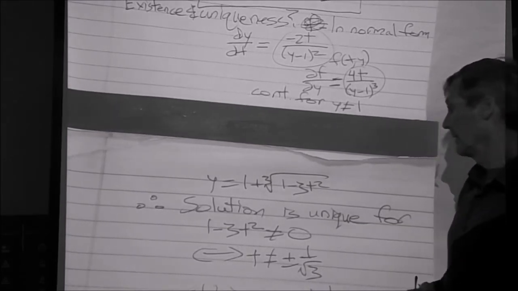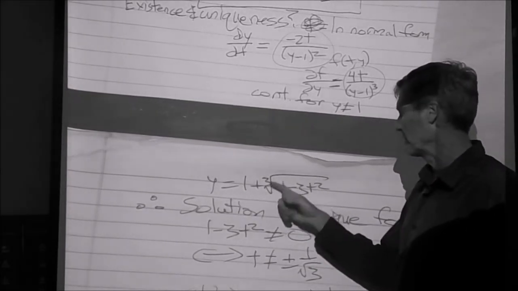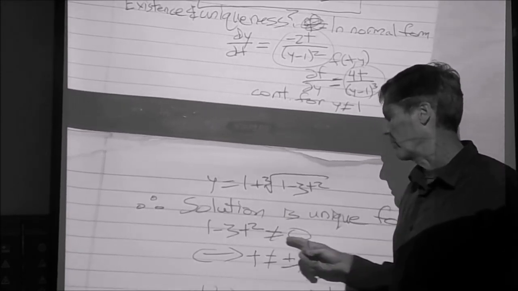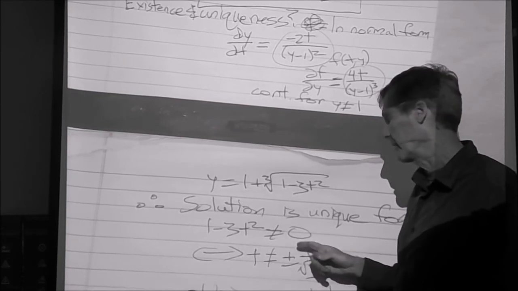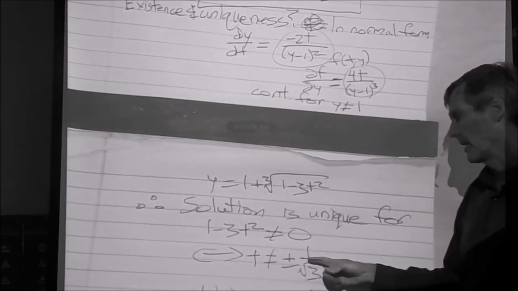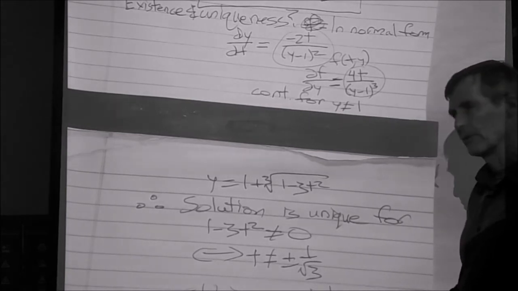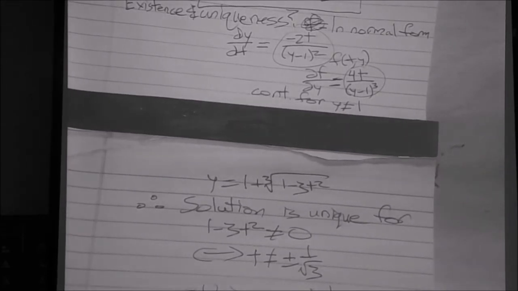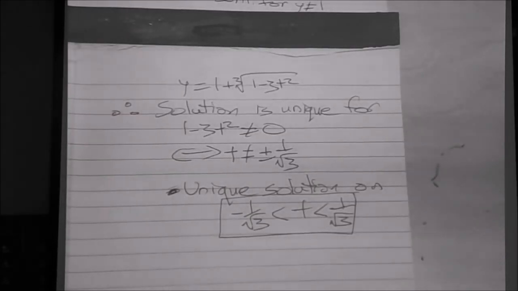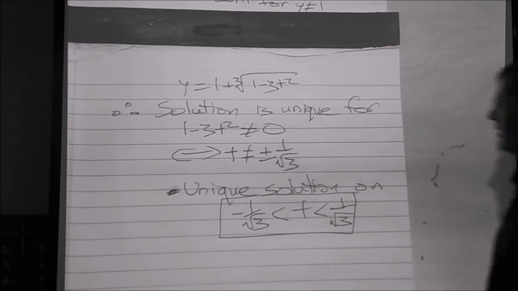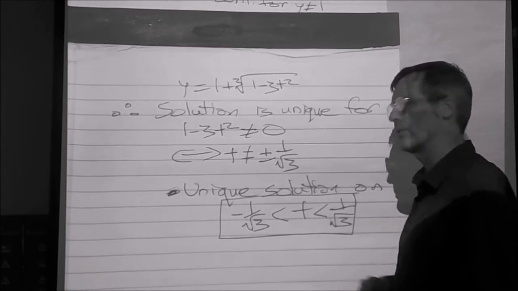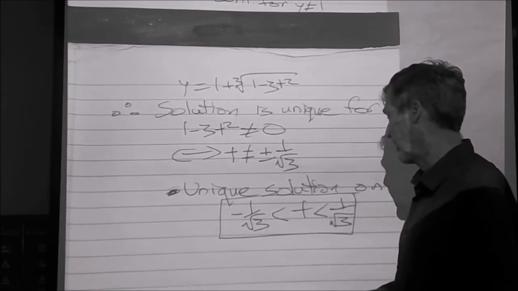Where are those? Well, y equals 1 means this is the cube root of 0. So it's where 1 minus 3t squared is equal to 0 that it might become not unique, which, solving that algebraically, gives t equals plus or minus 1 over the square root of 3. We know from the existence and uniqueness theorem that this solution we found is unique, at least on the interval that excludes t equals plus or minus 1 over the square root of 3. The interval that includes the initial condition at t equals 0 and avoids these 2 points goes from minus 1 over the square root of 3 to plus 1 over the square root of 3. So it's good on at least that interval.